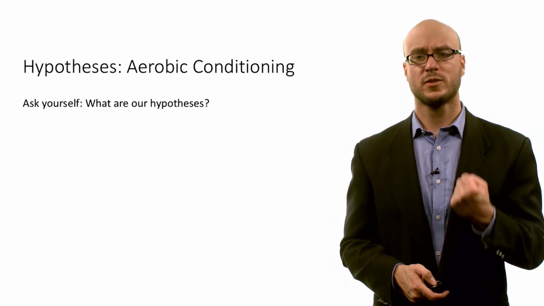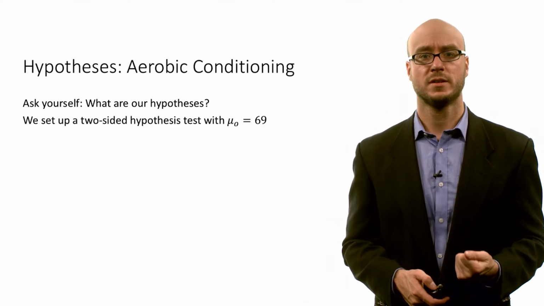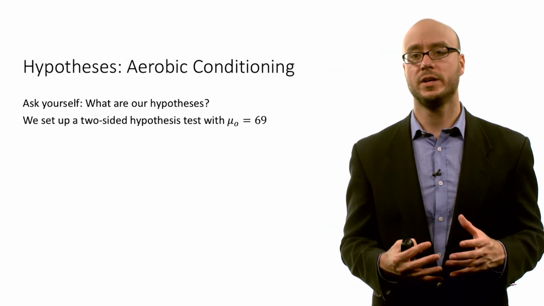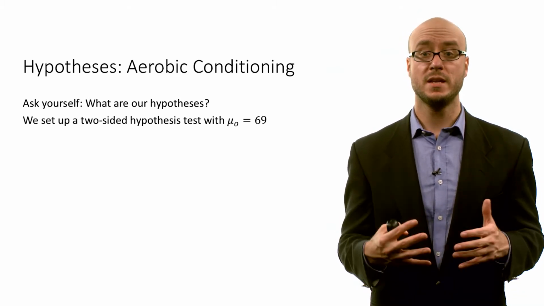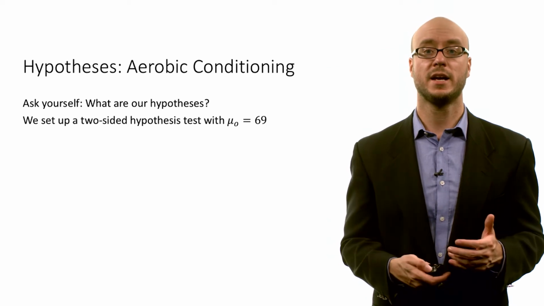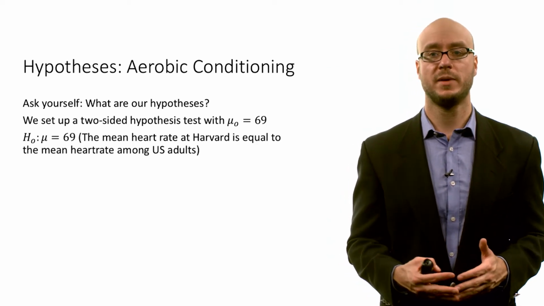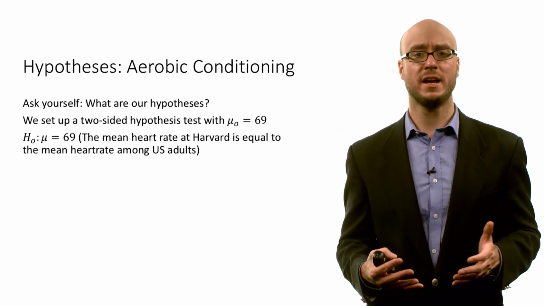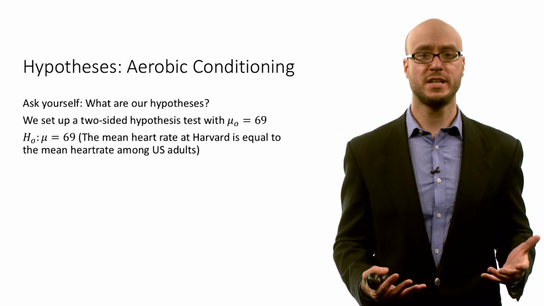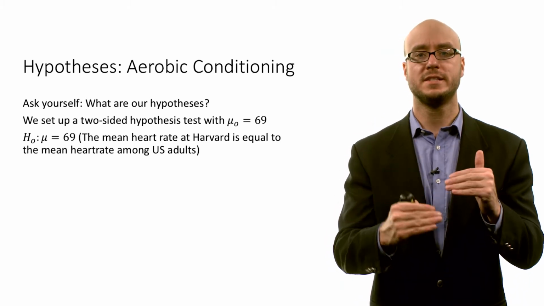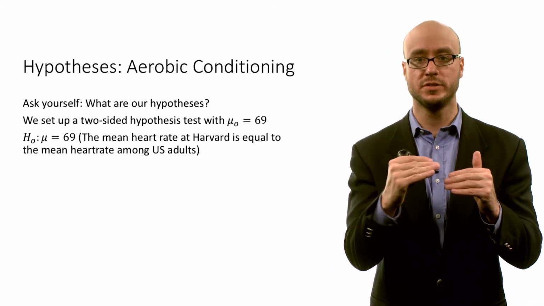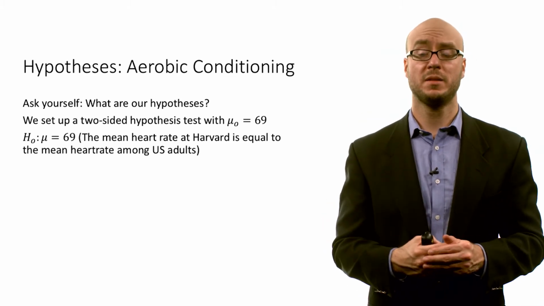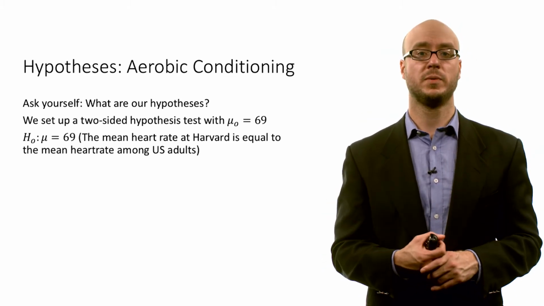So first of all, what are the hypotheses? We're going to set up a two-sided test. And the claimed value here is that the mean heart rate is 69 beats per minute. So somebody's claiming, I think the mean heart rate at Harvard is just the same as the mean heart rate among all people living in the United States. So the null is that the population mean of Harvard students equals 69 beats per minute. We get that value of 69 because that's the value of all people living in the United States.